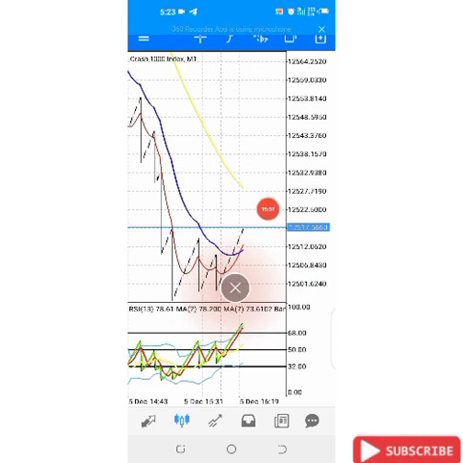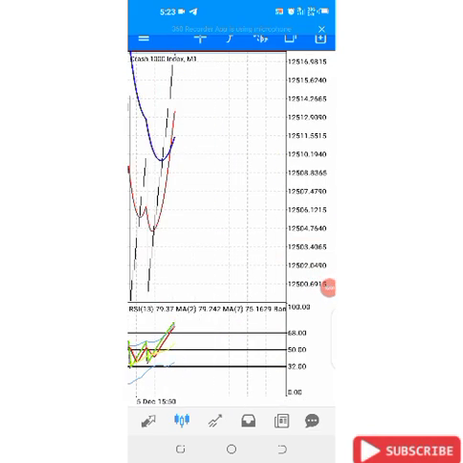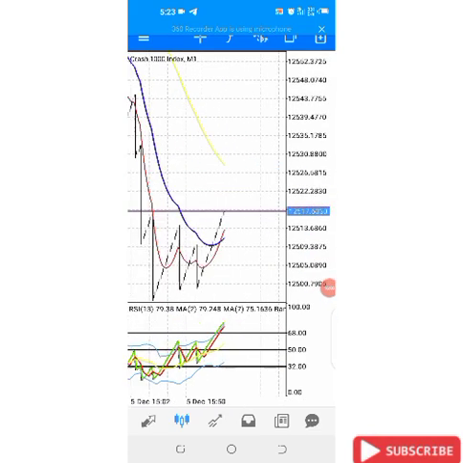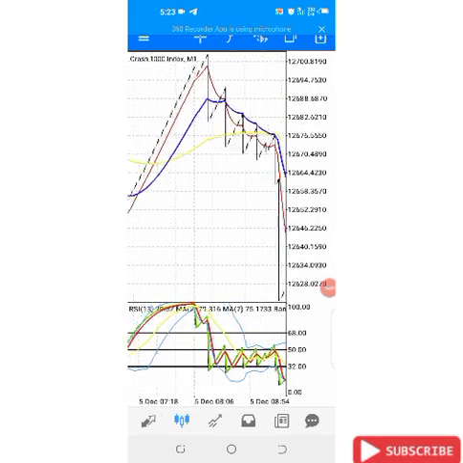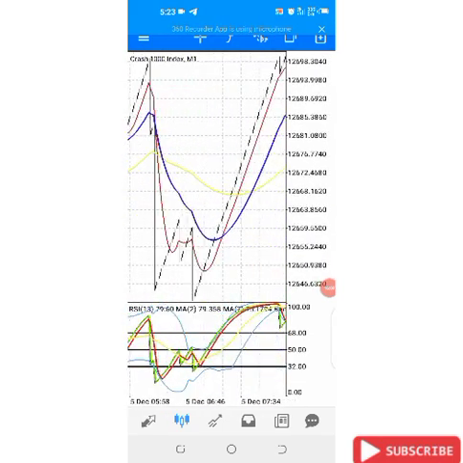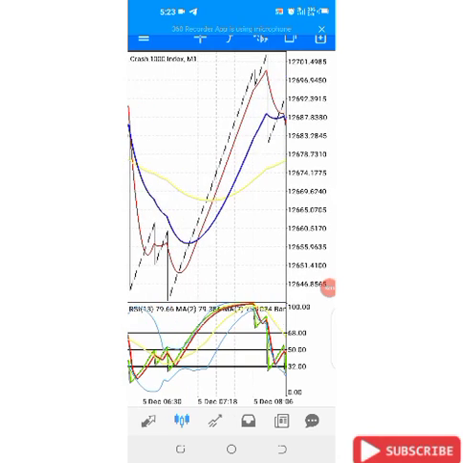The yellow moving average is still above the blue and the red. If you want to use it for buy, you will make sure that the yellow moving average crosses the red and the blue upwards. That is where you are going to place your buy trade.